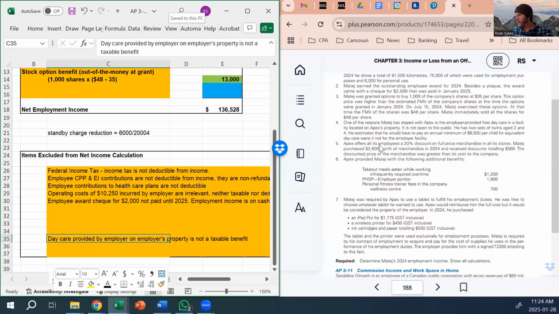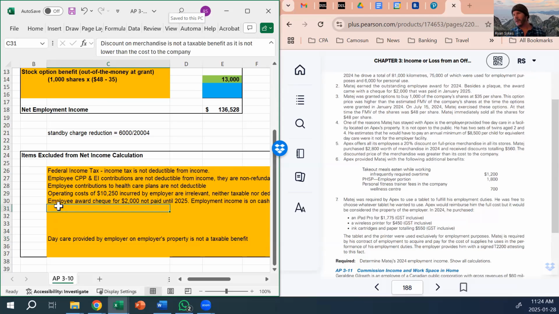Okay, so point five here, Apex offers its employees a 20% discount on full price merchandise in all of its stores. Matei purchased $2,800 worth of merchandise in 2024 and received discounts totaling 560 bucks. The discounted price of the merchandise was greater than its cost to the company. So the question here is, again, does this guy have a benefit? He's able to buy stuff like we saw with stocks. If you're able to buy stocks for cheaper than everybody else can, there's a benefit associated with that.